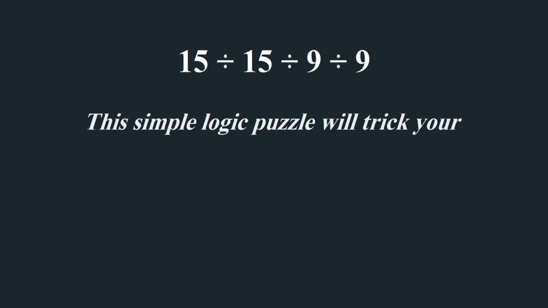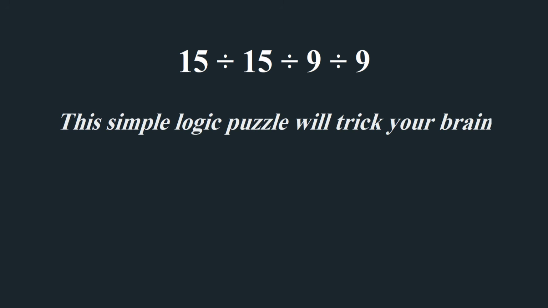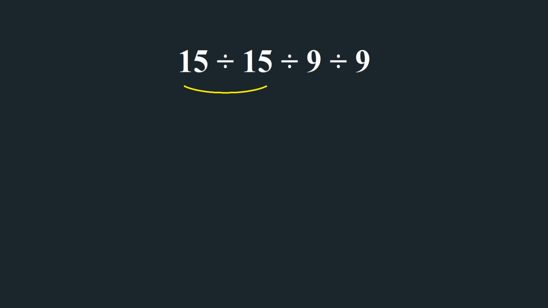In this problem, 15 divided by 15 equals 1 and 9 divided by 9 equals 1. Now we have this problem, 1 divided by 1 which equals 1, but this answer is not correct because according to the order of operations we must do this division, then this division, and at last this division.